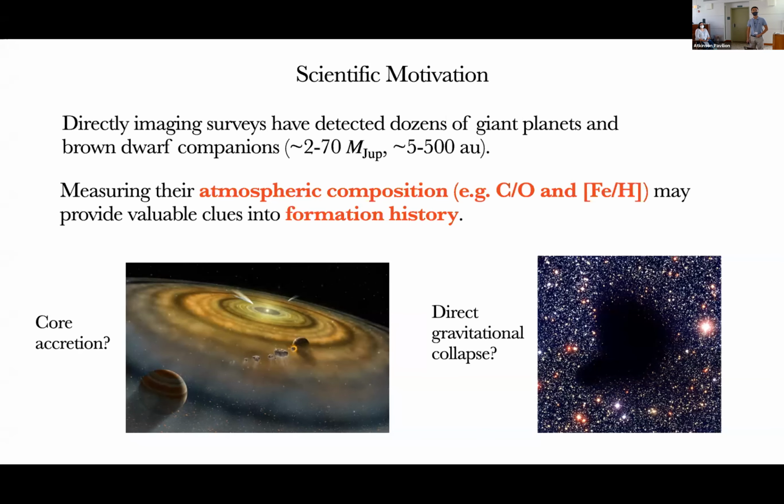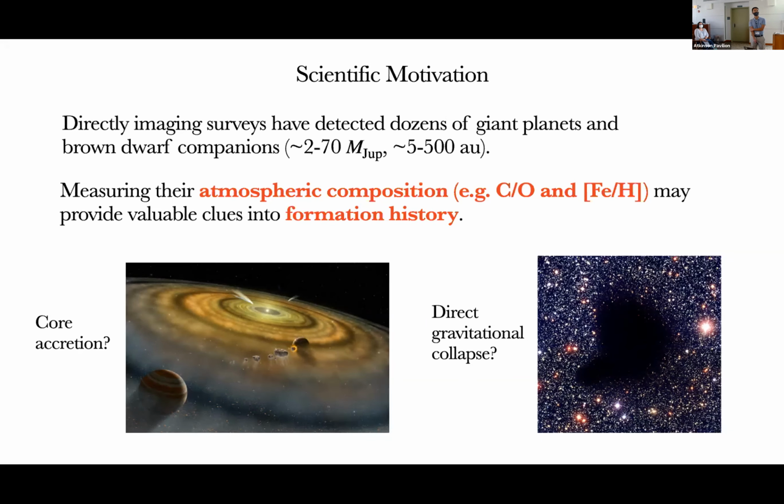These objects are technically challenging to image because they are much fainter than their stars, which are on the order of 10 to the 3 to 10 to the 4 times brighter. And right now, the field is really moving towards characterizing them in detail. One key aspect of it is to measure their atmospheric compositions, because this will help provide clues on how these objects form. This is because depending on how you form, you accrete different kinds of material.